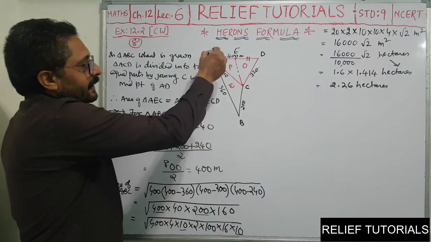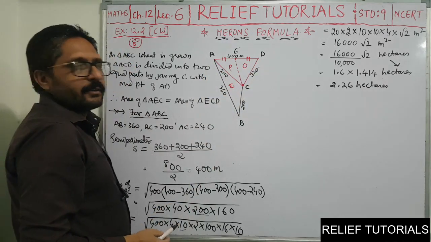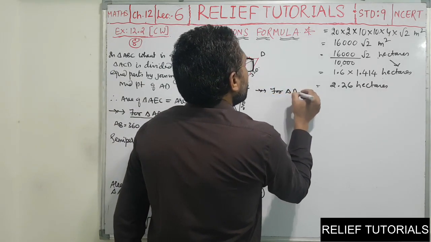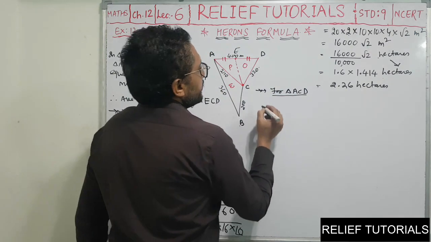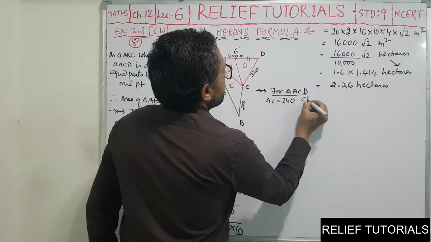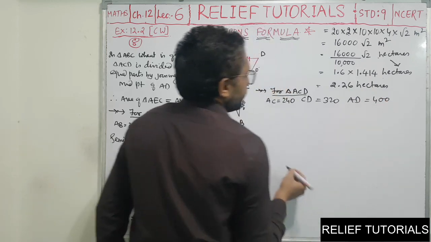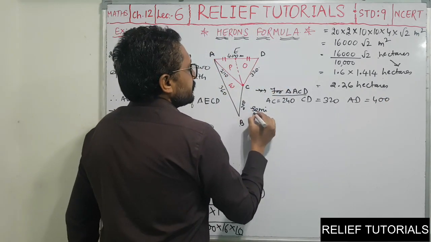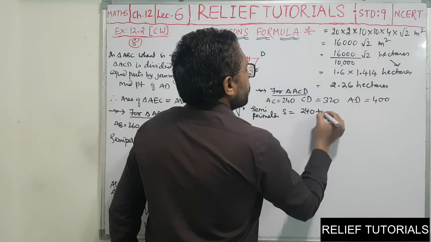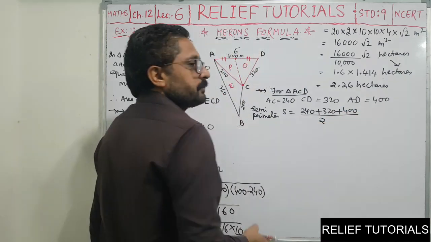Now we got area of triangle ABC. Now we want to find area of triangle ACD. Okay. So for triangle ACD, you know that what we have here, AC 240 meter, CD 320 meter, and AD is equals to 400 meter. Now we will find semi-perimeter. 240 plus 320 plus 400 divided by 2.